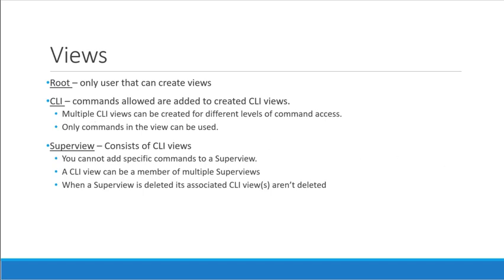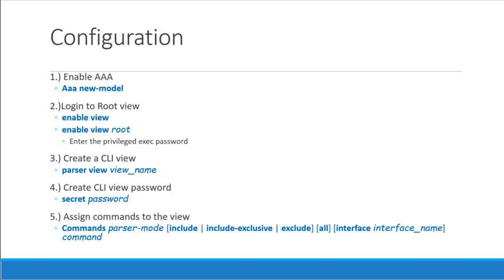So, pretty easy concepts. Now let's look at how we go about configuring it. You're going to need a privilege exec password configured. When we look at the configuration steps, I guess we just assume that, because we're going to use our privilege exec password to get into our root view, which is the only view we can be in to create our CLI views. So the first step is to enable AAA with the aaa new-model command. Then we can log into our root view. We can do that by using the enable view command by itself without a view name at the end. When we hit enter, it's going to ask for our password. We just enter the privilege exec password. Or we can specify root view.